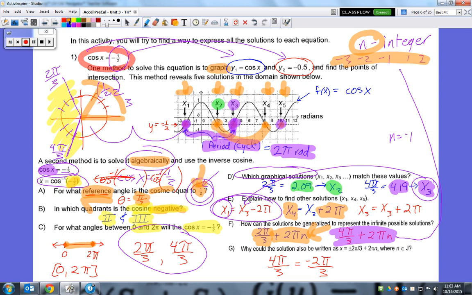Why could the solution also be written as the following? From positive or negative 2 pi over 3 plus 2 pi n. Well, the reason is that positive or negative 2 pi over 3 is also equal to 4 pi over 3. Okay? So let me draw this on the unit circle real quick. 4 pi over 3 is all the way to here. And then negative 2 pi over 3 is coterminal to get to that same point.